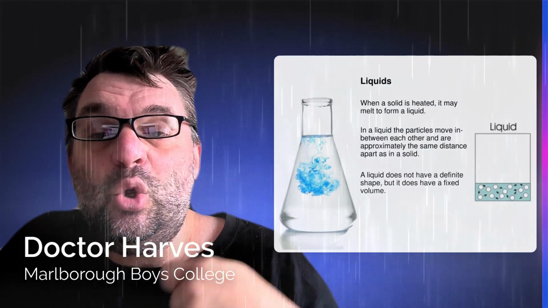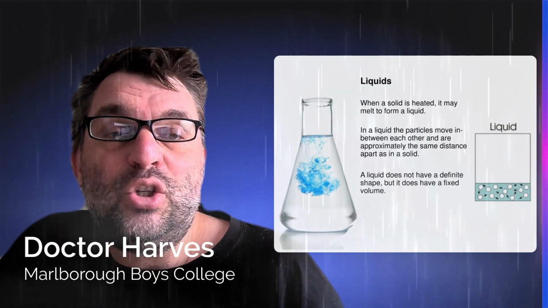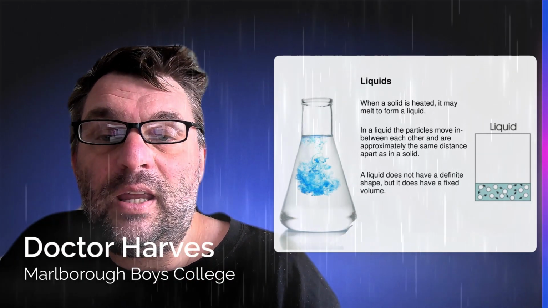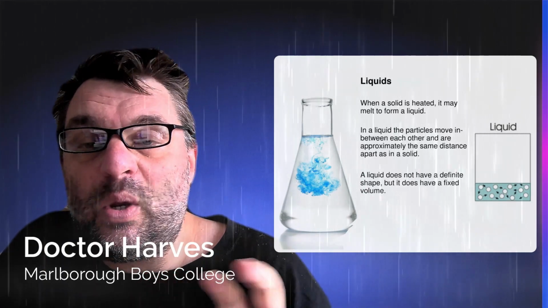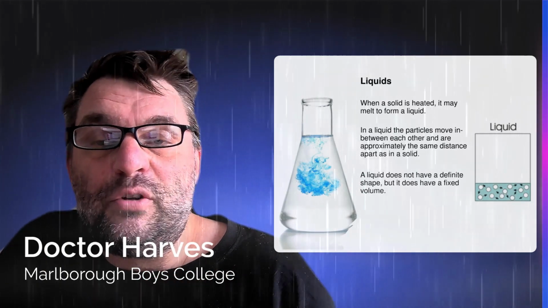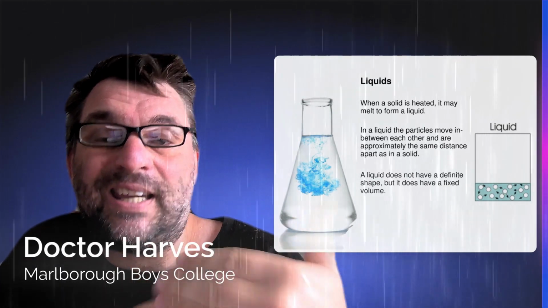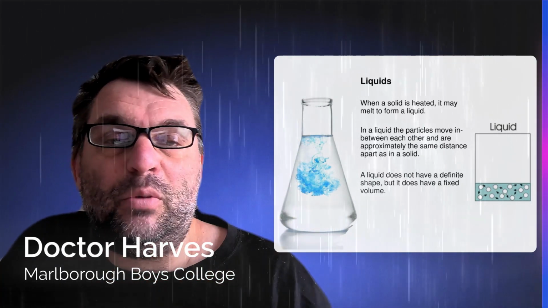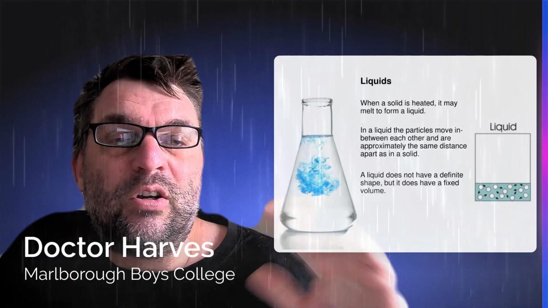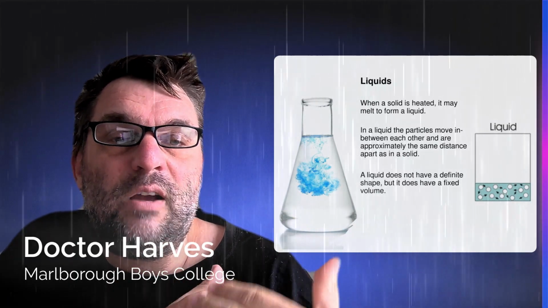And the next state of matter is a liquid. Okay, so when you add heat energy to a solid, you break down the bonds between the particles and it melts to form a liquid. Because of giving it kinetic energy, the particles are able to move a little bit more and they're able to move around each other. This is known as flow.